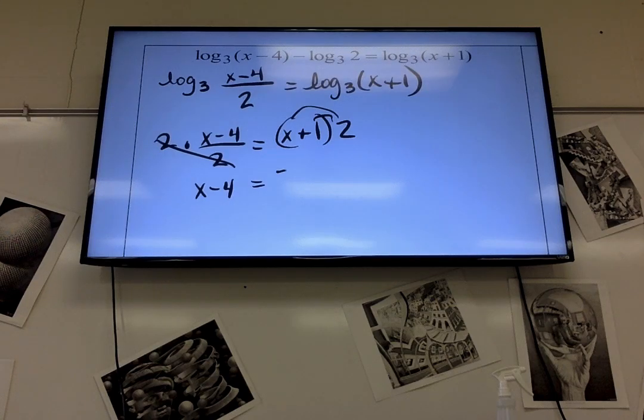Distribute the 2, you get 2x plus 2. Solve, subtract x. Negative 4 equals x plus 2. Subtract the 2. X is negative 6. Then we have a check.